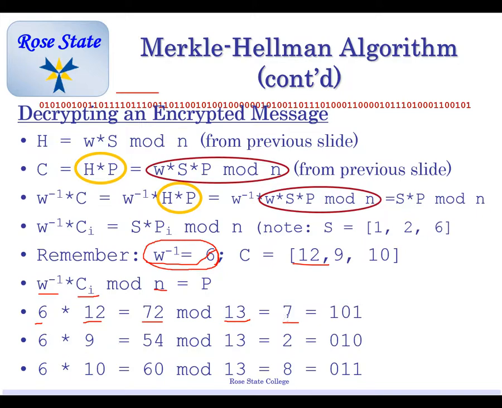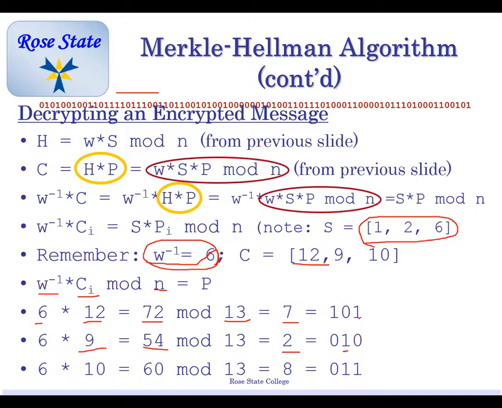Now what we do is we take this 7, and what combination of our simple super increasing knapsack will give us a 7? 101. Y'all see that? 1 times 1 plus 2 times 0 plus 6 times 1 gives us 7. So the second one, 6 times 9, 9 is our second ciphertext, gives us 54. Mod 13 gives us 2. So what combination of 1, 2, and 6 will give us 2? Well, obviously just 2. So 0, 1, 0. So far, so good?